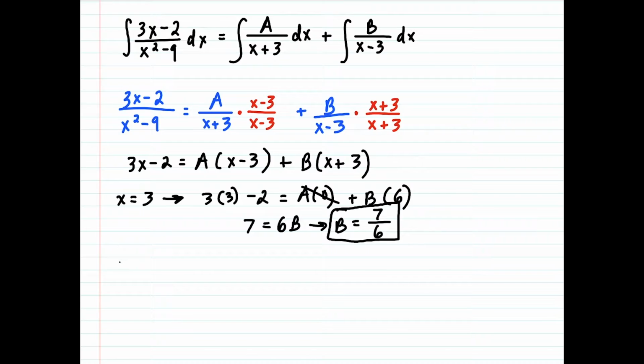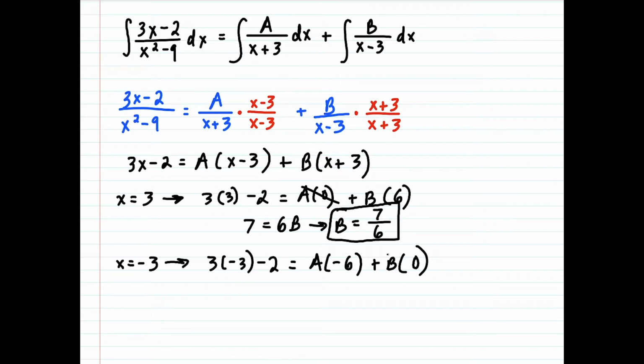And now we're going to plug x equals negative 3 into this equation here, and that's going to help us solve for a. So when we plug in x equals negative 3, we're going to have 3 times negative 3 minus 2 equals, and we have a times negative 3 minus 3 is negative 6, plus b times, and when we plug in negative 3 plus 3 is 0. So that's why this test method is pretty nice, because it just gives us the values for a and b directly. And then here we're going to have negative 9 minus 2 is negative 11 equals negative 6a.